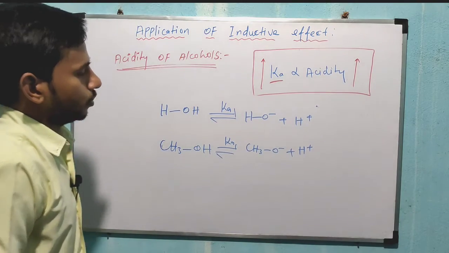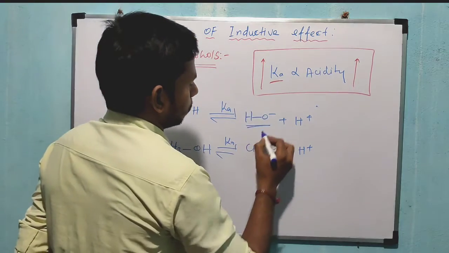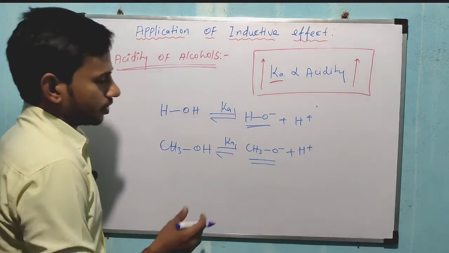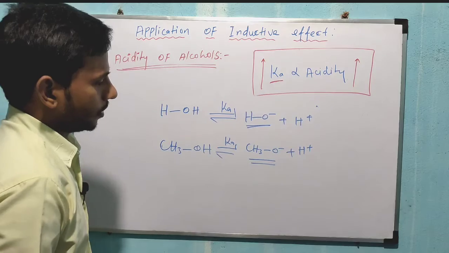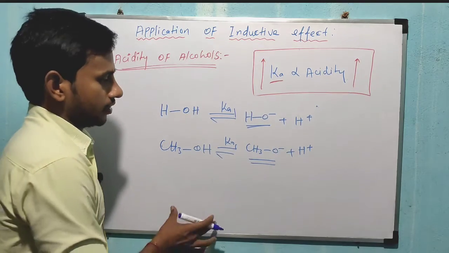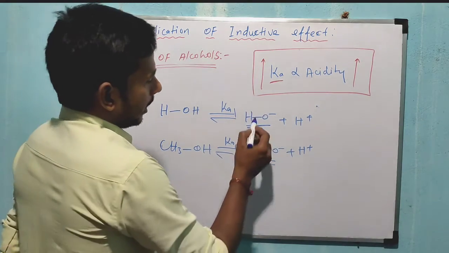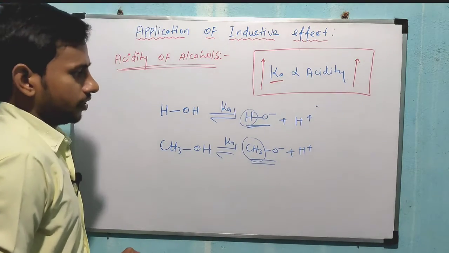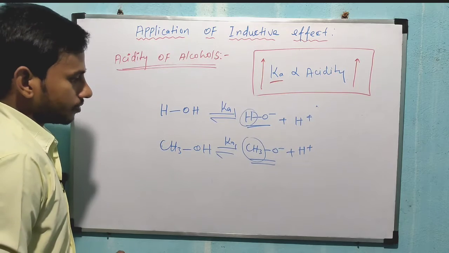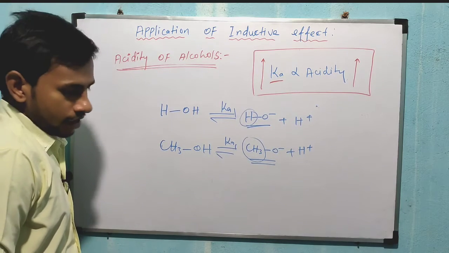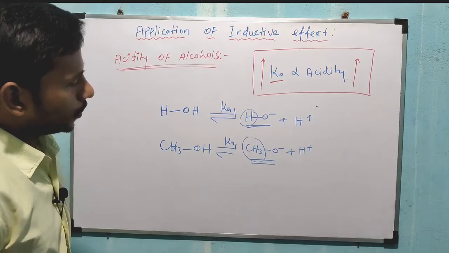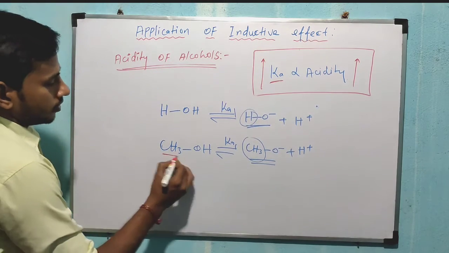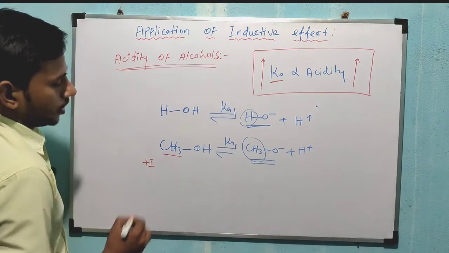Between these two, which one is more stable? Both are conjugate bases, or alkoxide ions. The difference between these two conjugate bases is that one has hydrogen and the other has a methyl group. The methyl group is generally a plus I group.